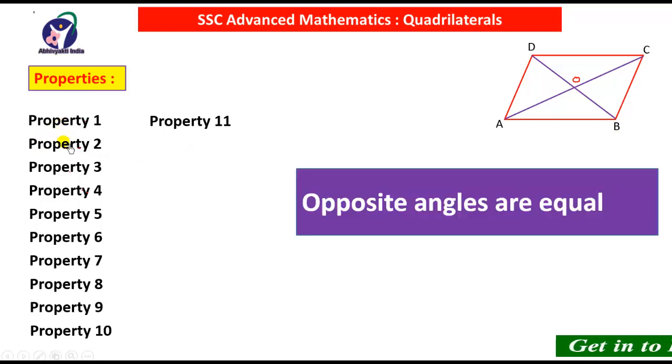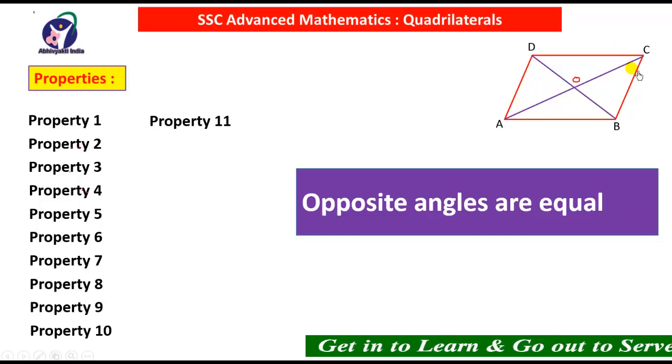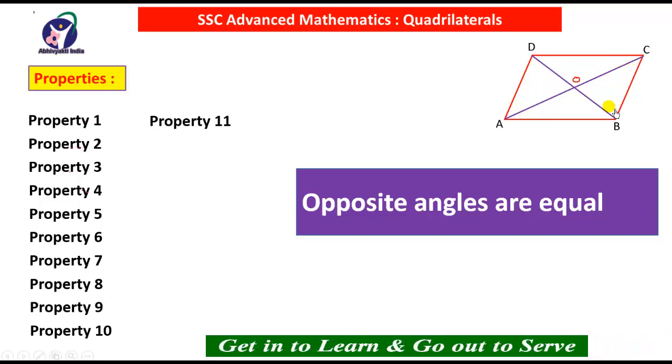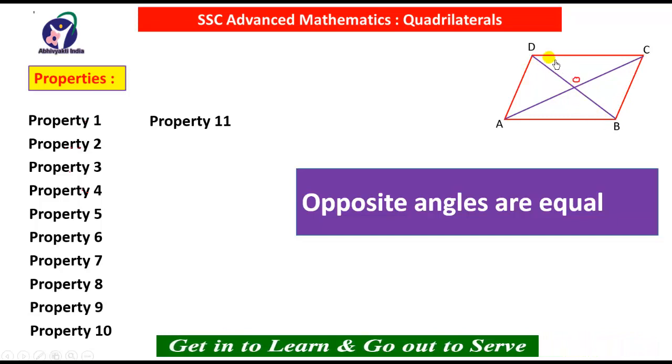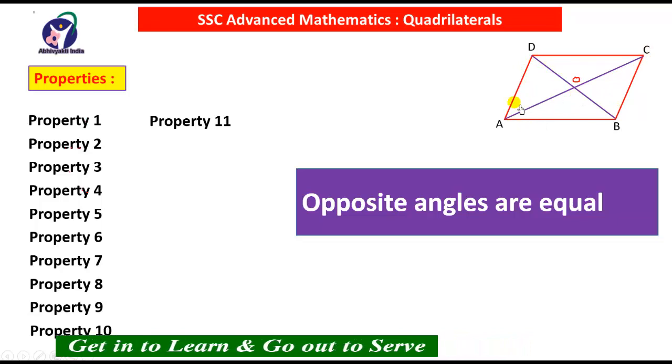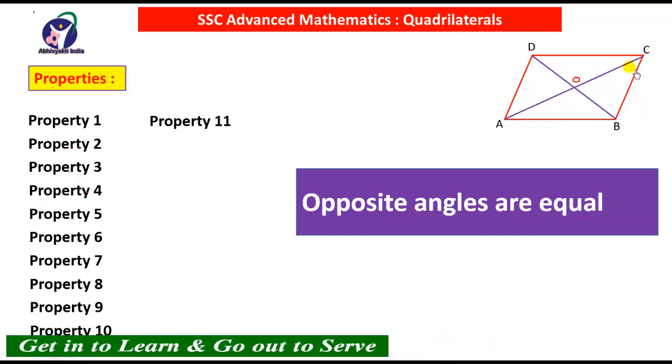Now let us see the second property. Opposite angles are equal. In a parallelogram, the opposite angles, that is angle A and angle C, are equal, and angle D and angle B are the opposite angles, and these opposite angles are equal. It means angle A is equal to angle C and angle D is equal to angle B.